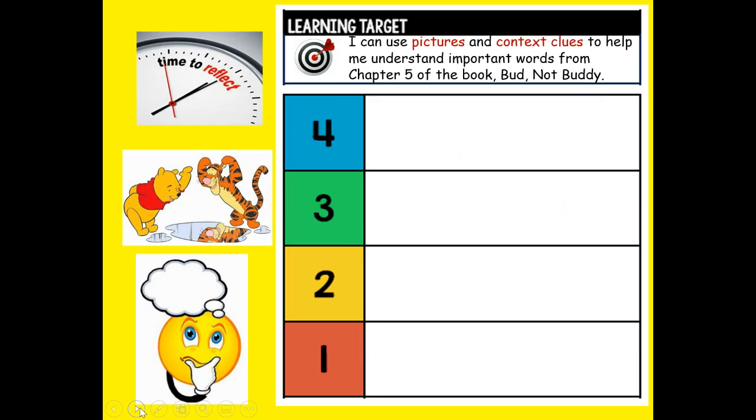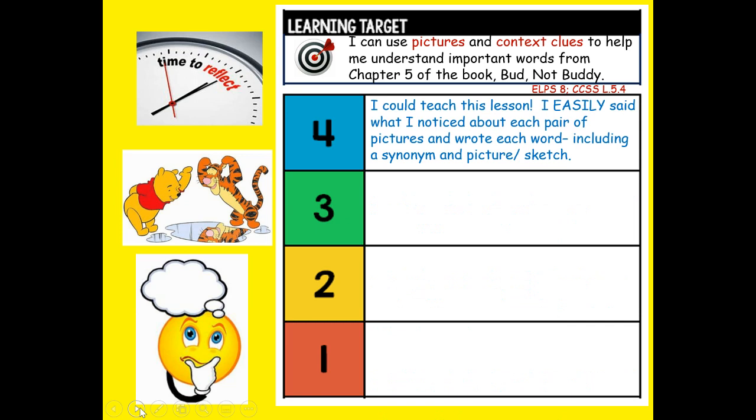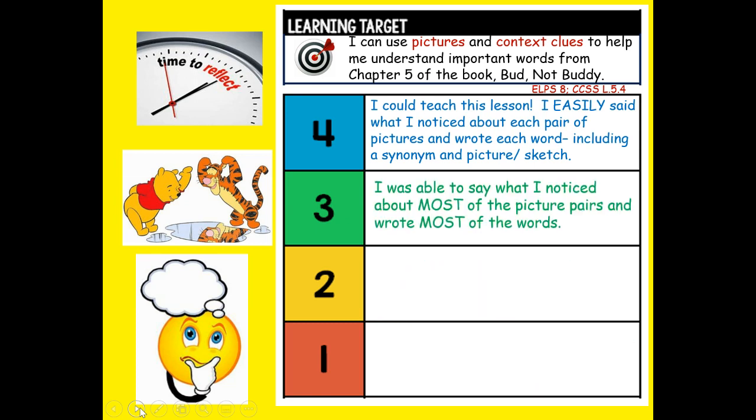So at the top of your paper, I'm going to remind you your learning target. I can use pictures and context clues to help me understand important words from chapter 5 of the book, Bud, Not Buddy. How would you reflect on your learning and reaching the learning target today? Would it be a 4? I could teach this lesson. I easily said what I noticed about each pair of pictures and wrote each word, including a synonym and a picture or a sketch. Or would you give yourself a 3? I was able to say what I noticed about most of the picture pairs and wrote most of the words.